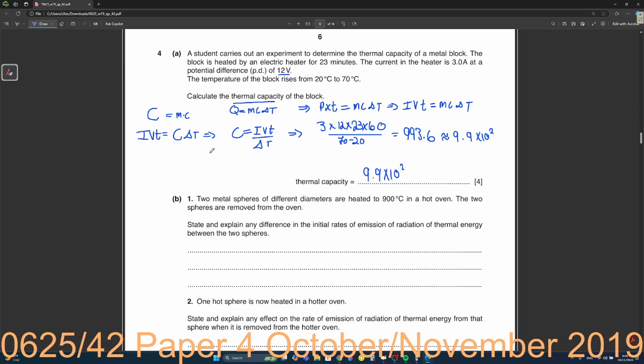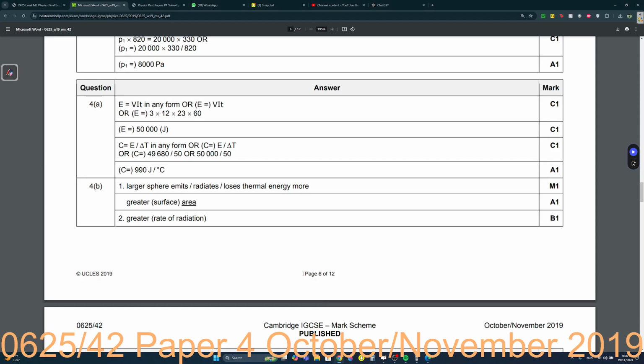What's the unit? What are we dividing by? Remember, C is equal to Q over delta T. What's the unit for Q? It's joules. What's delta T? It's degrees Celsius. So we say joules per degree Celsius. The unit is a must. Your answer is wrong if you don't have a unit.